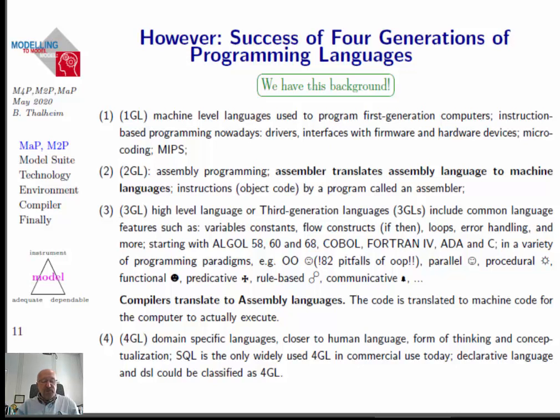Why we should turn to fifth generation programming? I claim that the success of the four generations of programming languages directly leads to fifth generation programming. My experimentation with programming started with first generation languages and is now mainly concerned with fourth generation languages.